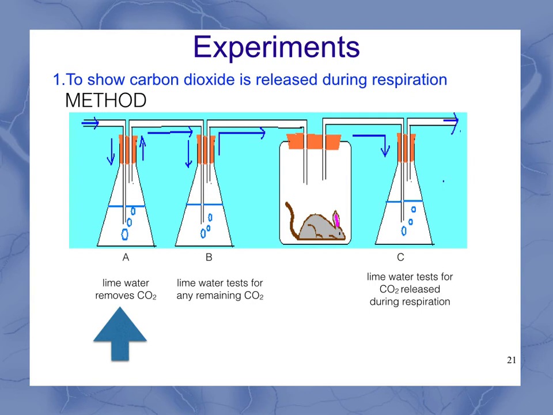Now you could also use lime water in flask A to remove the carbon dioxide. So then think about what changes will occur in each flask. Well, the lime water in flask A will turn cloudy white, whilst the lime water in flask B will remain clear, and in flask C it will turn cloudy white. This is because flask A has removed the carbon dioxide, so it's reacted there. Flask B, there should be no carbon dioxide, so it should remain clear. And then flask C has got carbon dioxide produced from respiration.